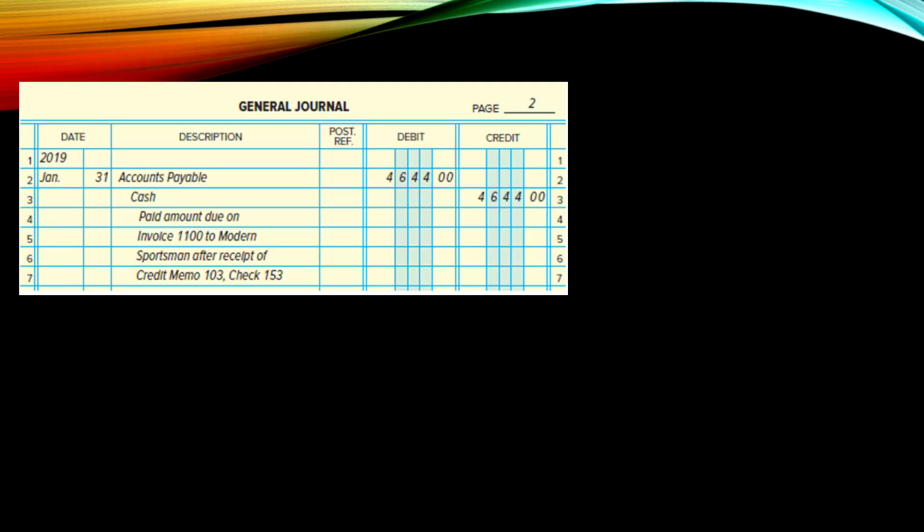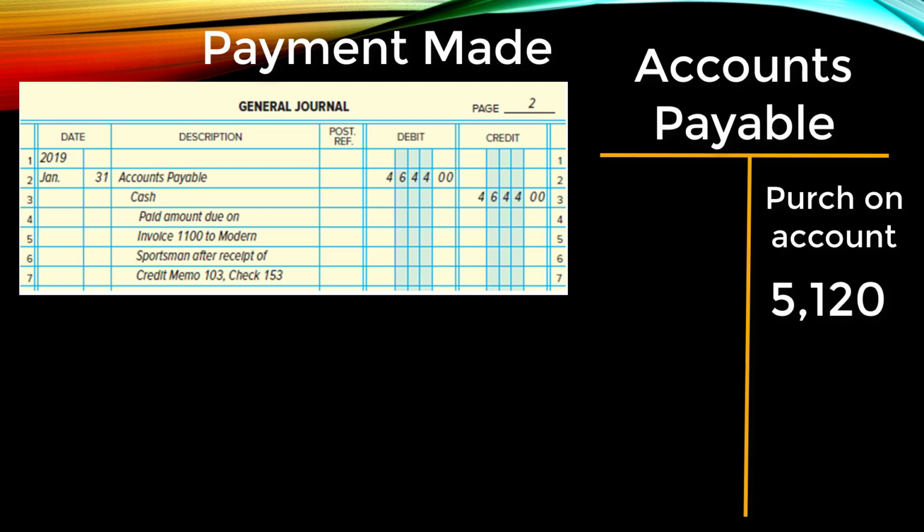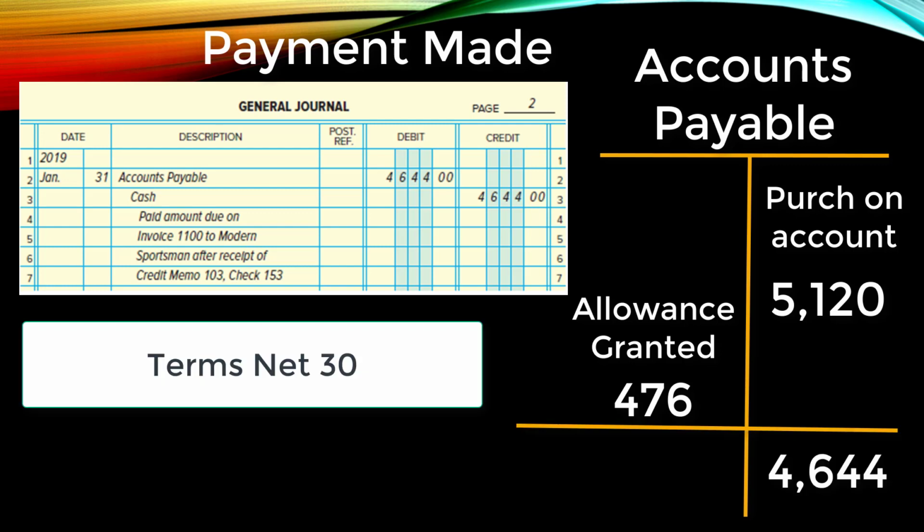Let's take a look at how these two transactions would be recorded and the resulting amount paid. This T account shows the original purchase, resulting in a charge to accounts payable of $5,120. Then the allowance of $476 is used to offset or reduce accounts payable. The resulting balance in accounts payable is then paid within the 30-day time period. At the day of payment, both accounts payable and cash go down.